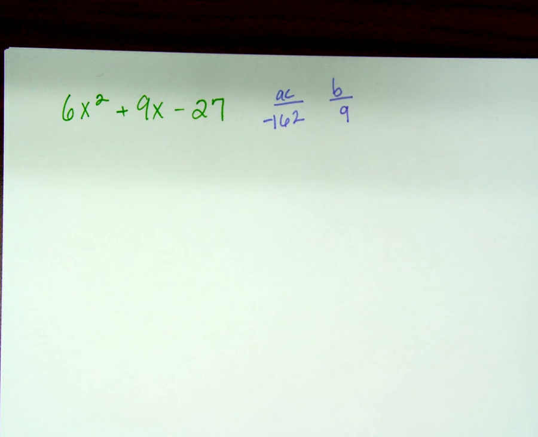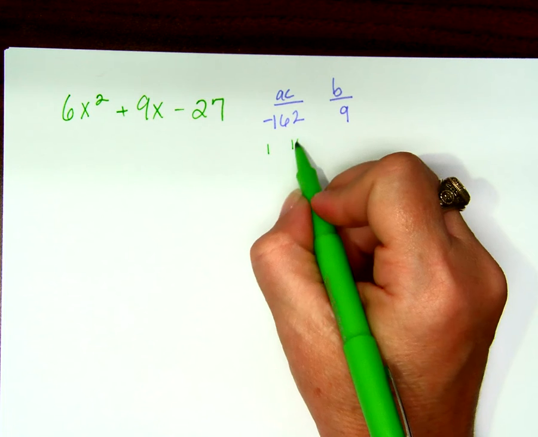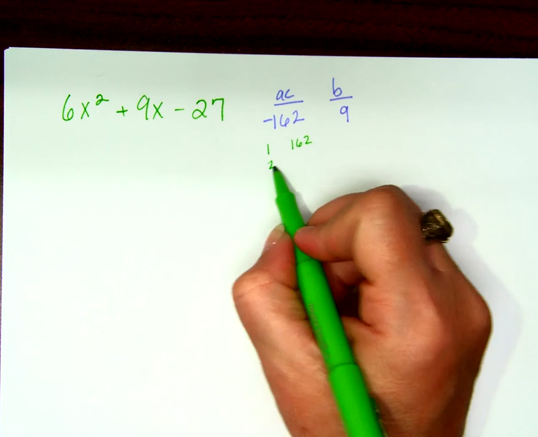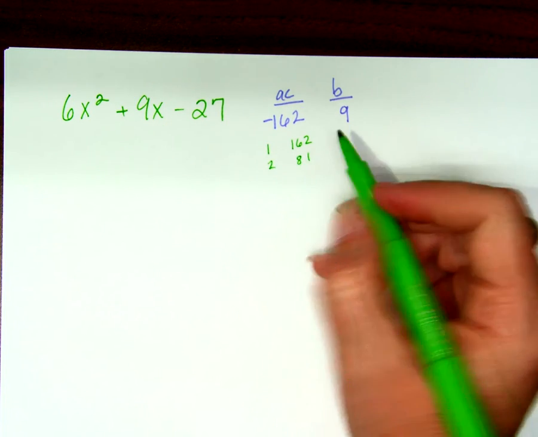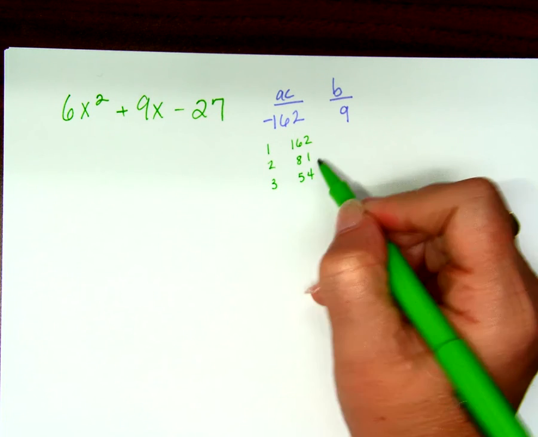Okay. I don't know all my factors of 162, so I'm going to have to write stuff down. Okay. 1 and 162, 2 and 81, 3 and 54.